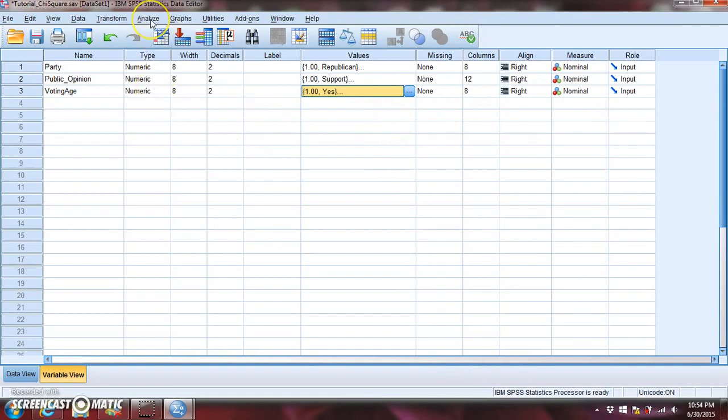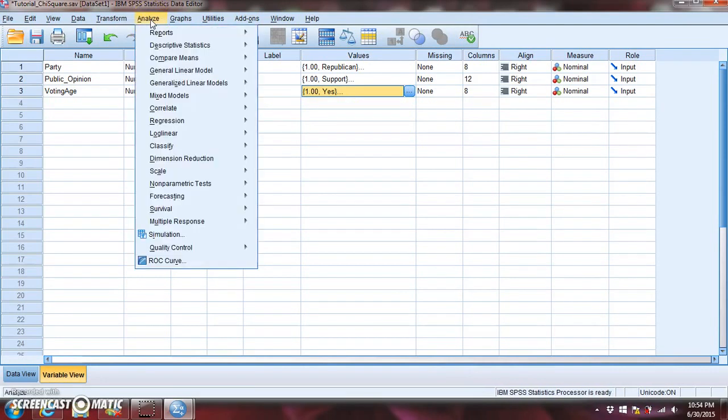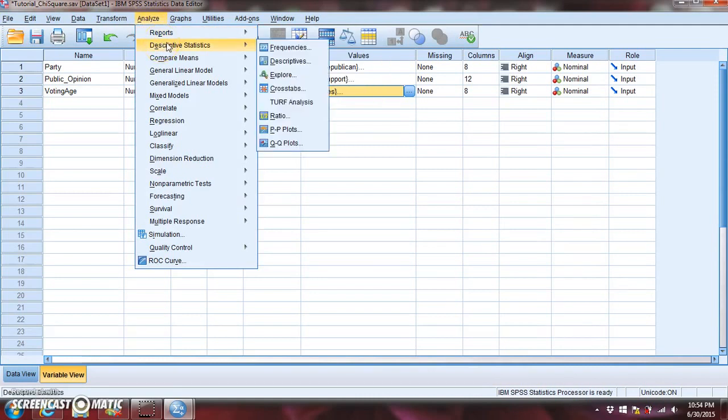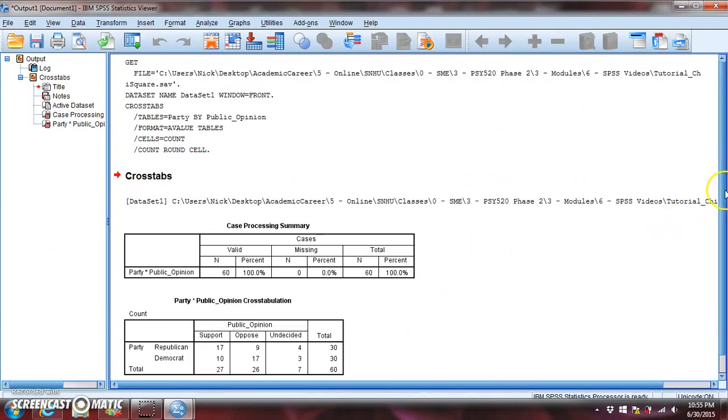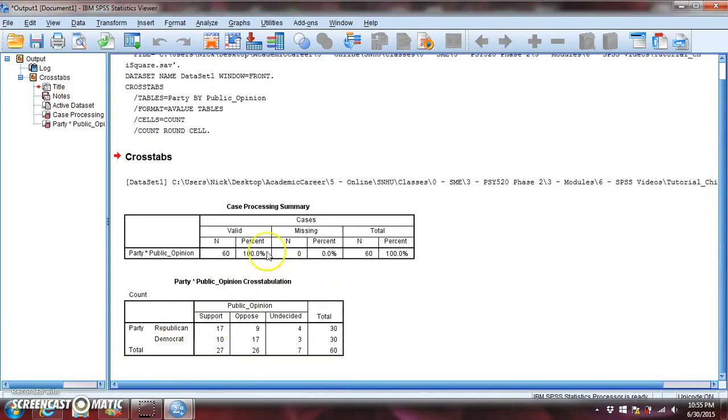So one of the first things we're going to do is go up to Analyze, and we're going to go to Descriptive Statistics, and we're going to click down here on Crosstabs. And if you go to Crosstabs, you can create a cross table using rows and columns. So we are going to put party as our row, and we're going to put public opinion as our column. So that's a pretty straightforward way to set that up. Then click on OK. And what you're going to get in the second box, the first one's just really a summary of how many participants you have.